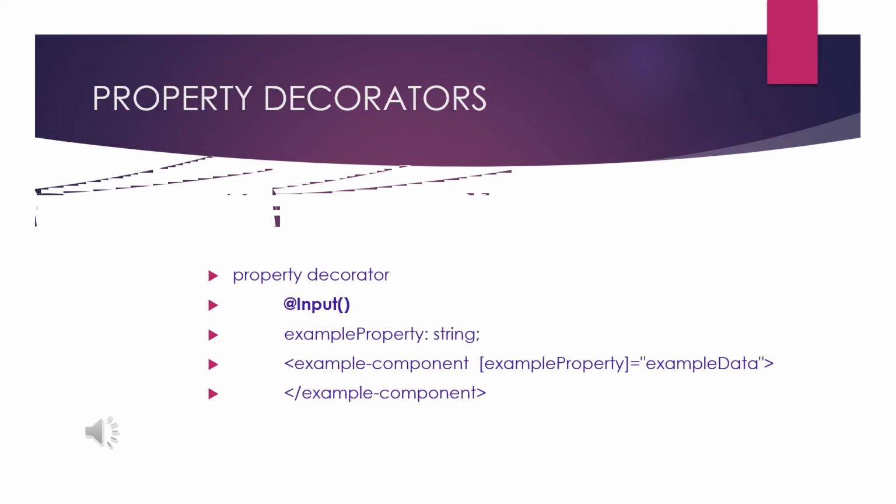For the property decorator, we have Input here. So in Input I am passing this example string property, which will be getting populated to the Output, and this Output in turn again publishes some data, and it will be coming to the Input. So the properties are shared between them. That is the property decorator.